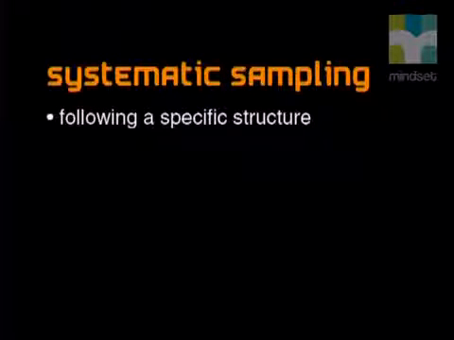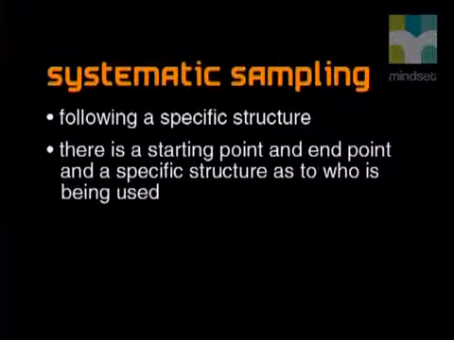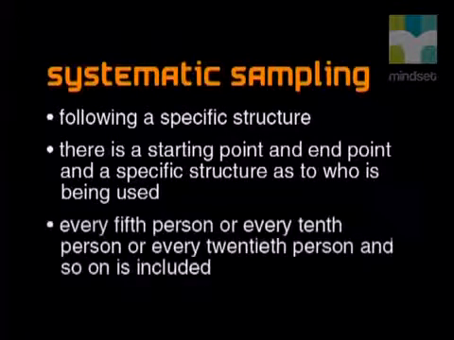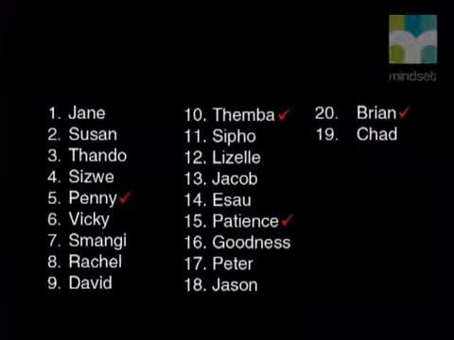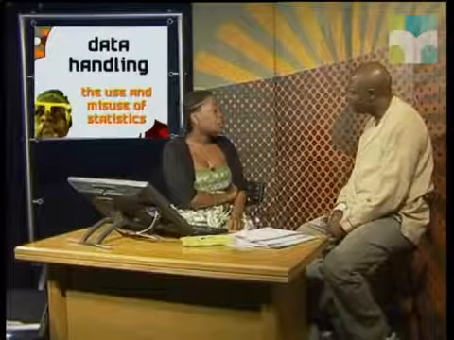Now, this method of sampling involves following a specific structure. There's a starting point and an end point, as well as a specific structure as to who is being included in the sample. An example of this is if you select every 5th person, or every 10th person, or 20th. I guess that makes sense, and that would also make sure that the waiters wouldn't be able to affect the results. It would also ensure that the sample covers the whole population quite evenly. Now, the third method of sampling is called stratified sampling.